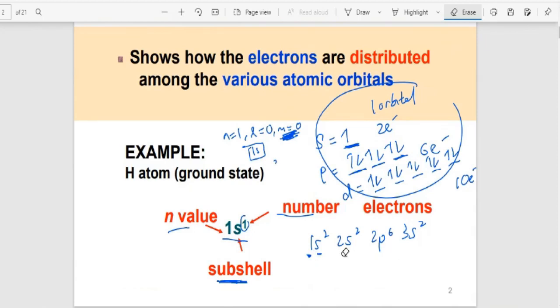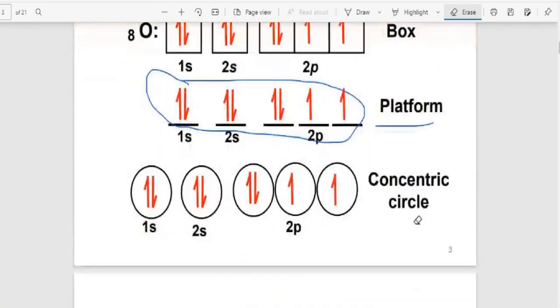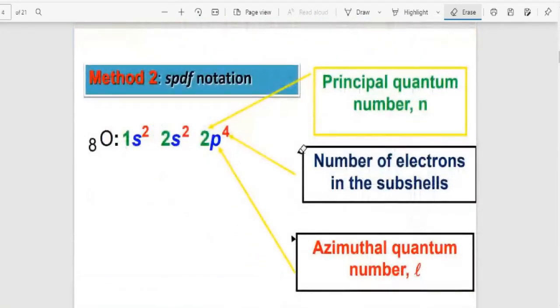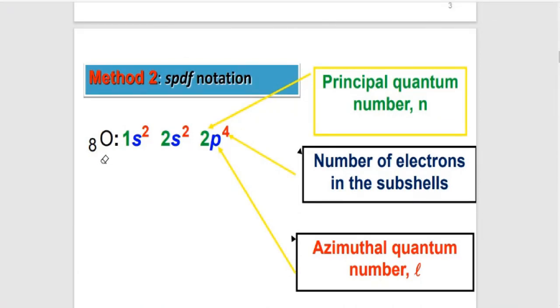So kat sini 1s2, 2s2, 2p6, 3s2 ada letak berapa elektron? Total 12 elektron. Ya. Ini konsep dah ajar. Ini inilah SPDF notation tadi. Oxygen. Why there are 8 electrons? We always refer to proton number. If you still remember chapter 1, for a neutral atom, the proton number equals the electron number. So proton number 8, so electron number 8, that's why I have to fill in the 8 electrons. So 1s2, 2s2, 2p4. So this is the SPDF notation for oxygen.